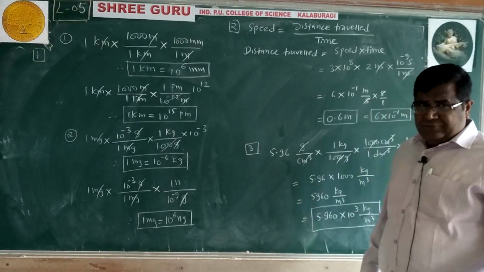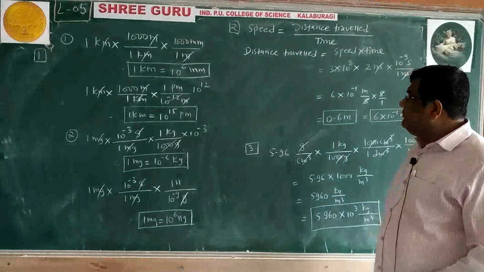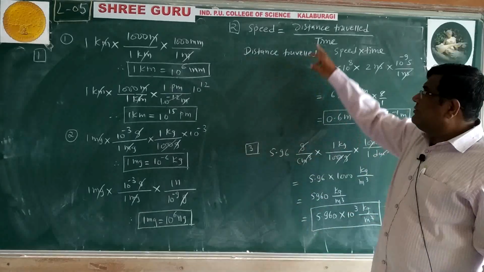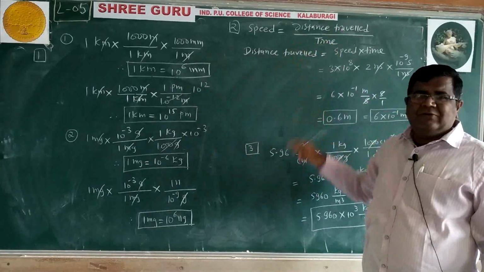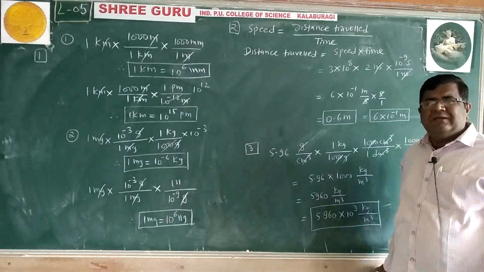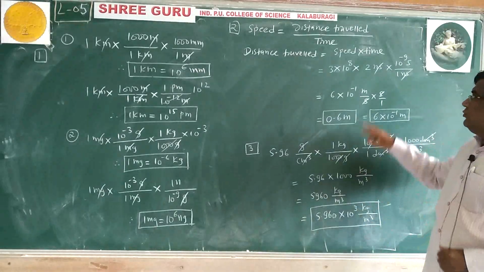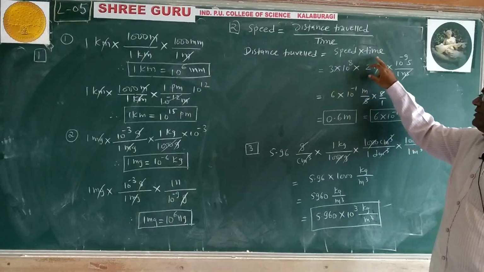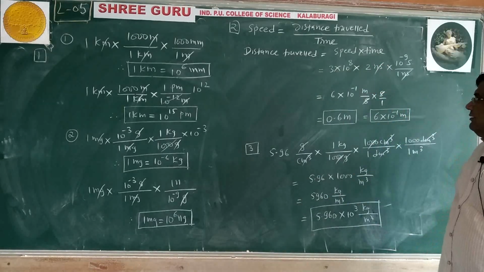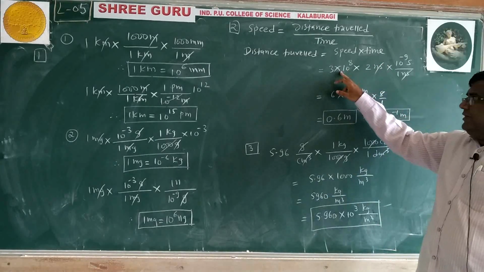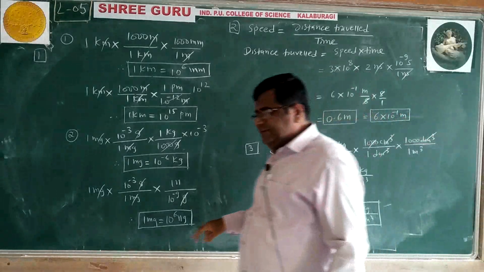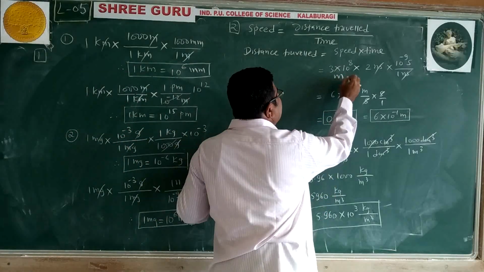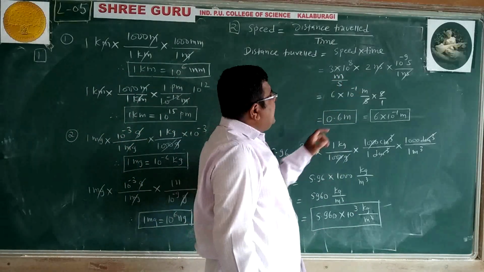Then another question we have already given. Speed is equal to distance traveled by time. So distance traveled is equal to speed into time, because they have asked for the distance traveled by light in 2 nanoseconds. So speed is 3 into 10 raised to 8 multiplied by time, 2 nanoseconds. The unit of speed is meter per second, and time is in nanosecond.